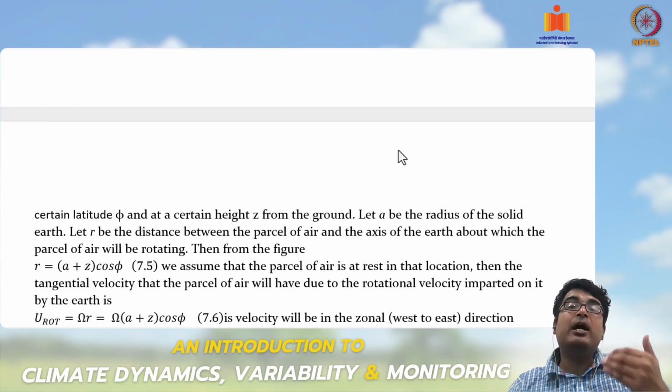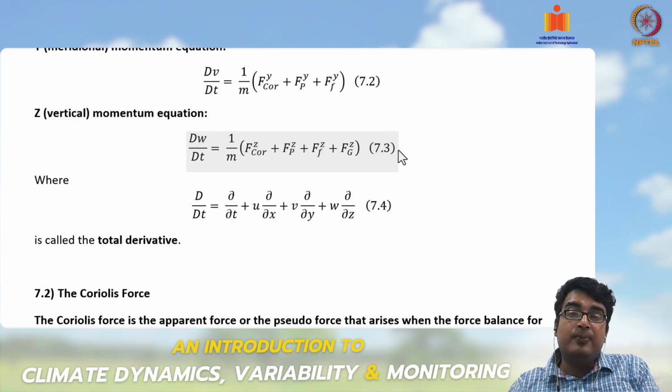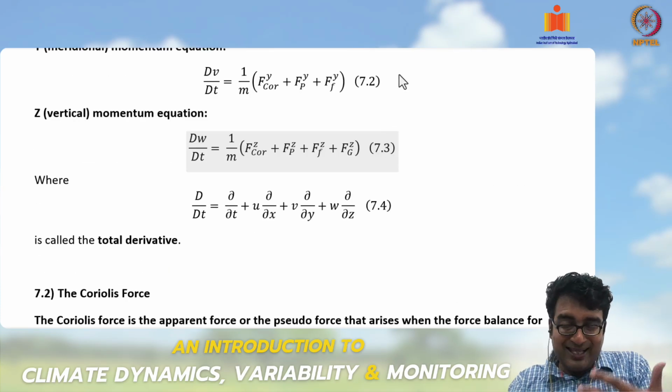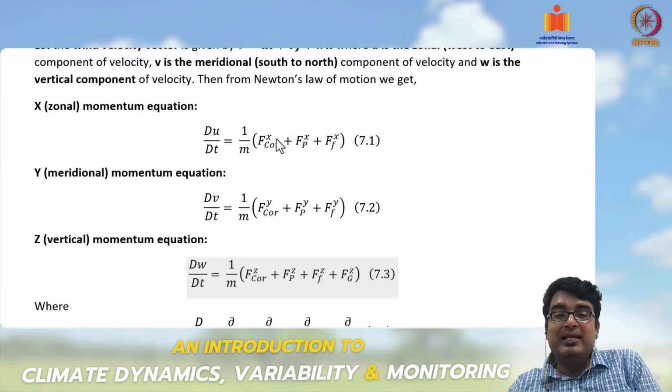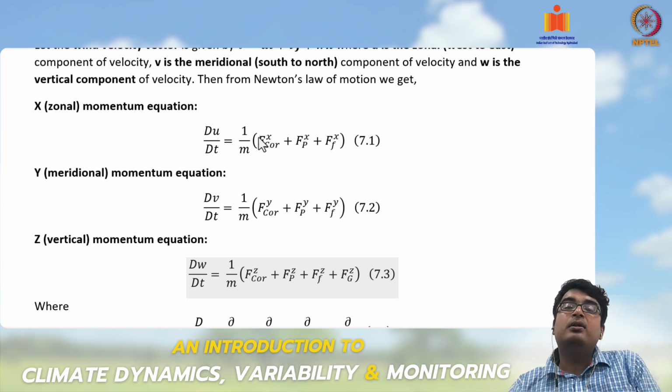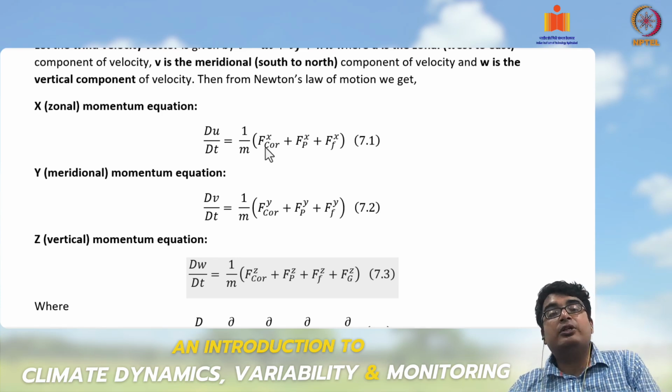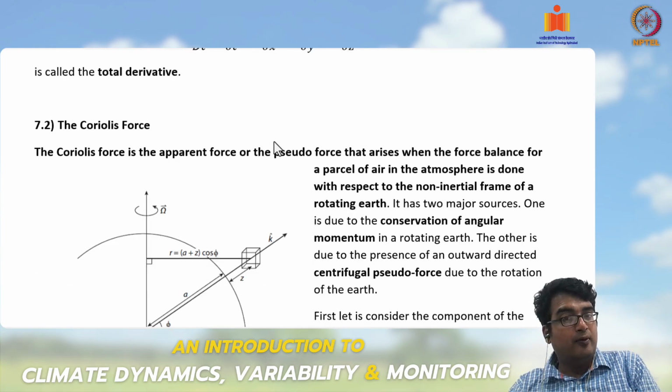But since we are balancing the forces in terms of the ground as the stationary object, which is a non-inertial frame, we will see an increase in the velocity, which we will infer in terms of a pseudo force, which is the Coriolis force in the x direction. Fine.